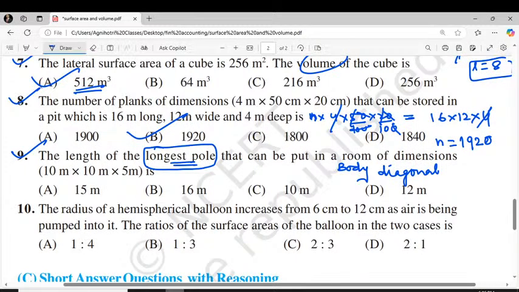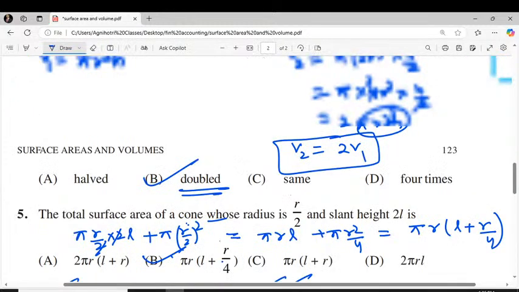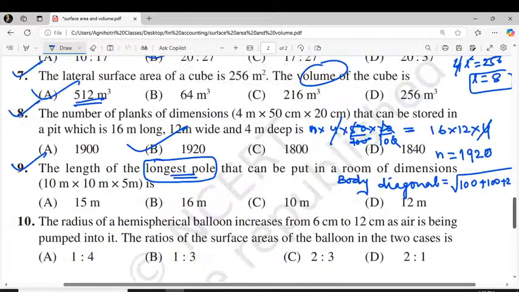Question number 9. Yes, it is a cuboid. That's why you have to use the formula of cuboid, which is L square plus B square plus H square. Yes, 25. That is 100, 100, 200 and 25, 225. Do you know the square root of 225?